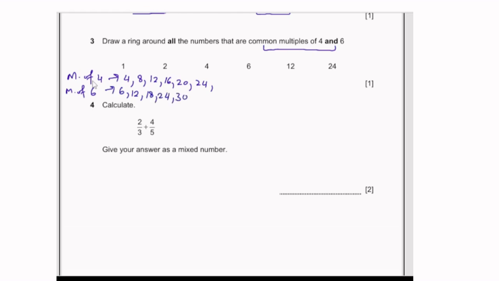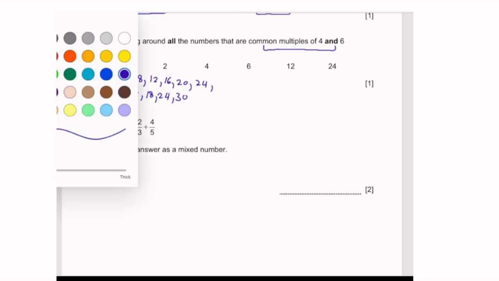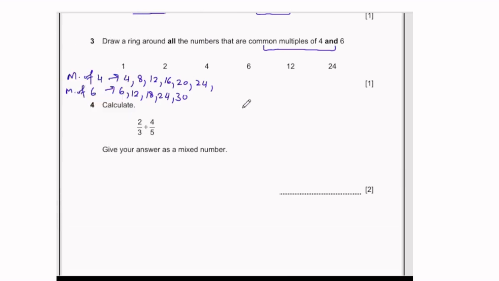Taking multiples means you are multiplying by the counting numbers. 4 times 1, 4 times 2, 4 times 3, like this, just the table, right? Now we are looking for the common multiple of 4 and 6. Now see which one is common out of these. 4 is not there, 8 is not here. Then 12, we have 12 here and we have 12 in this also. Then 16, 20, then we have 24. So 24 here, right? These are the common multiples. So we are going to put a ring around 12 and 24.